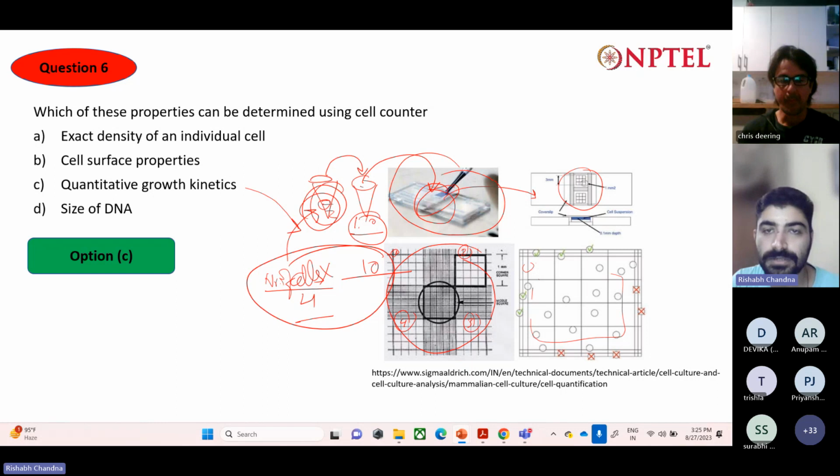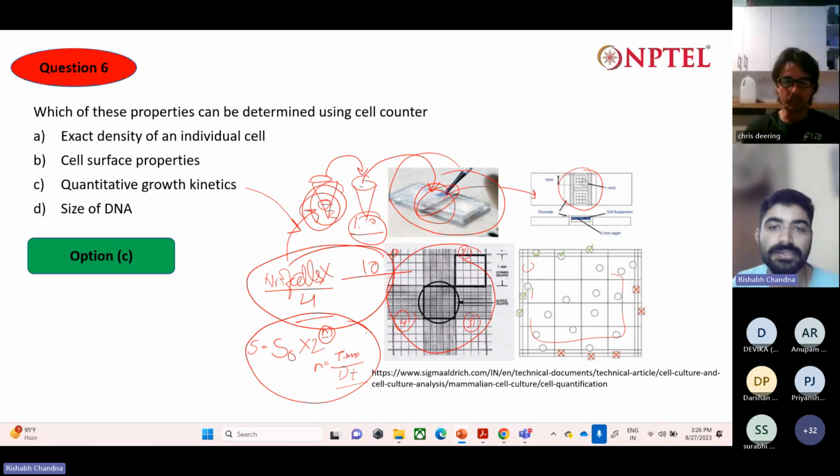Does anybody have any doubt? Can you explain the growth kinetics formula again? Okay, growth kinetics uses the same formula we use for the growth of cells. The final number of cells equals the initial number of cells multiplied by 2 to the power n, where n comes from the time divided by the doubling time. This formula is used for calculating growth kinetics, and this is the technique we use for counting the number of cells.